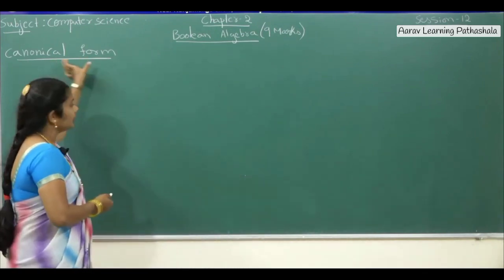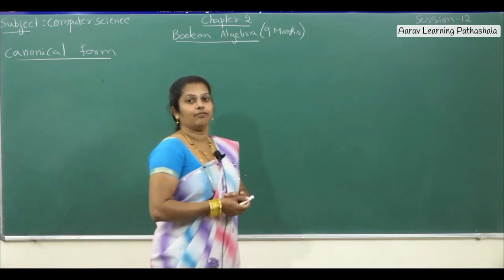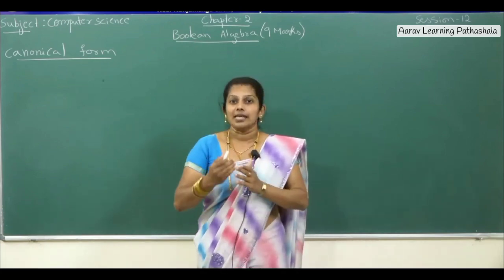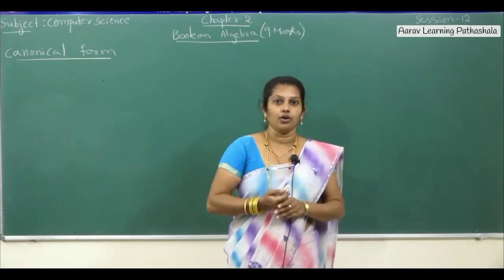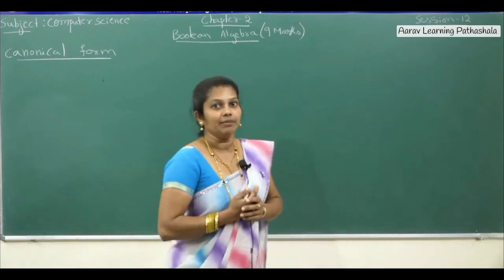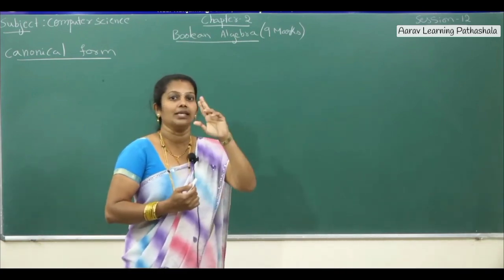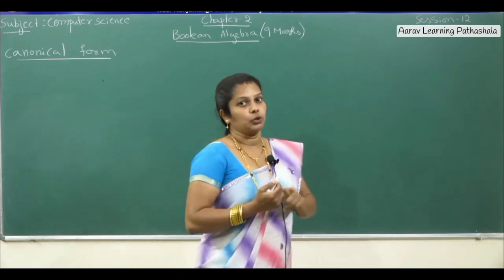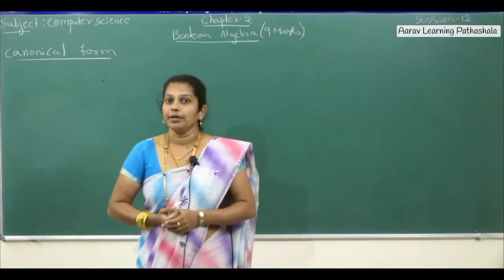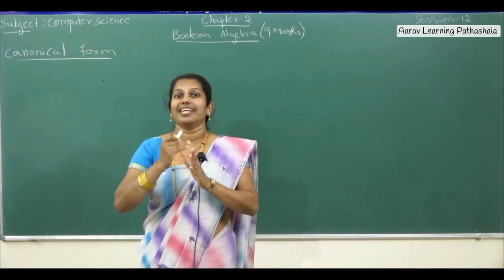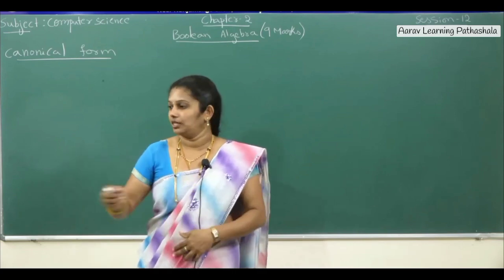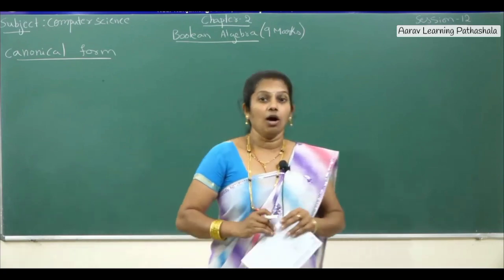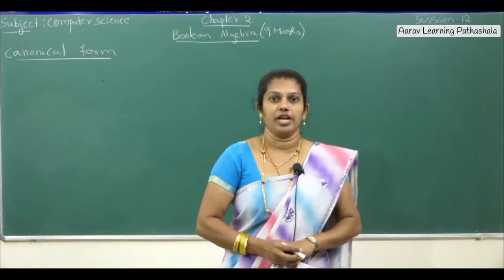What do we mean by canonical form? Any Boolean expression can be expressed as a sum of min terms or a product of max terms. This can be represented in two methods: one is the canonical min term form, and the other is the canonical max term form. Today I am going to explain how to find the canonical form of an expression.